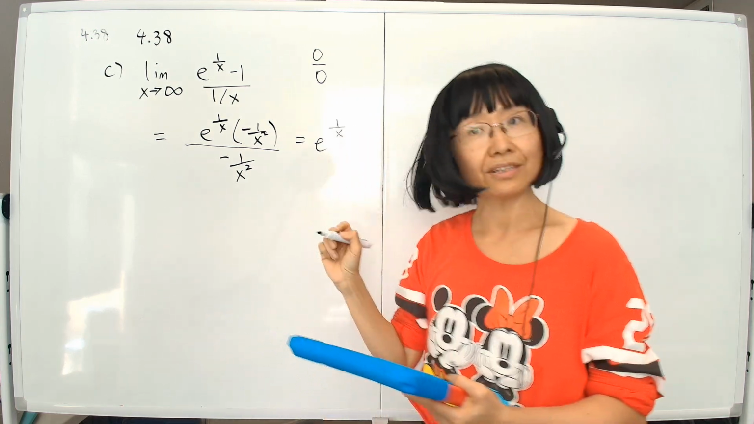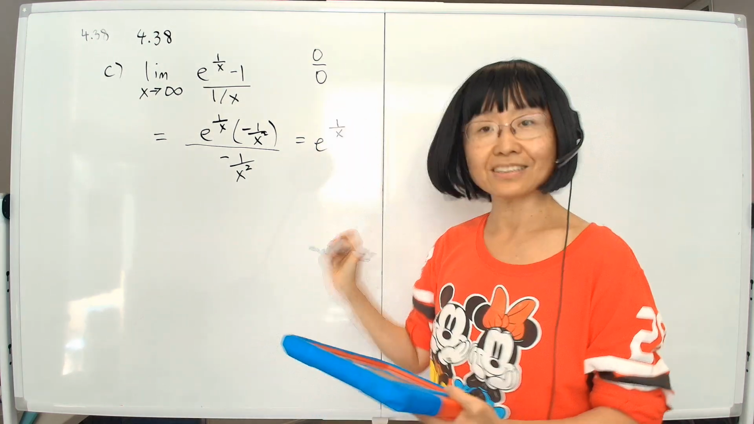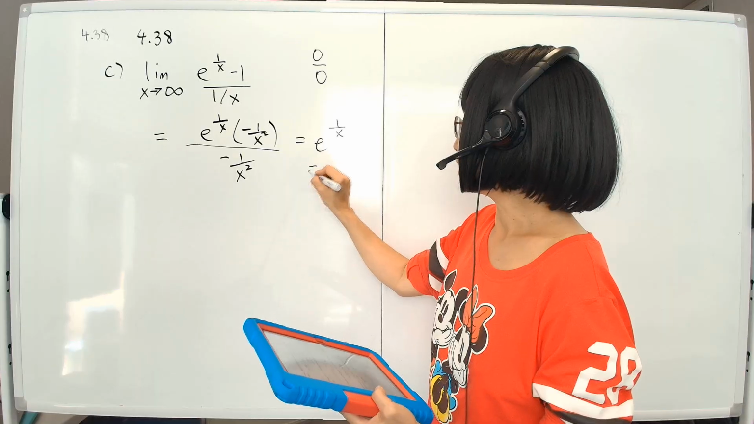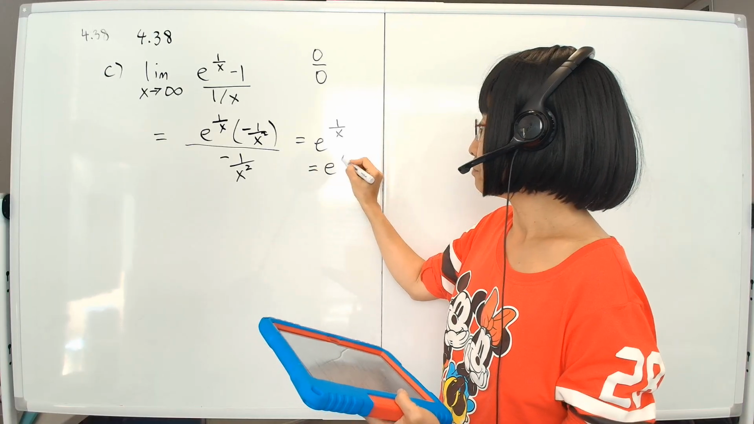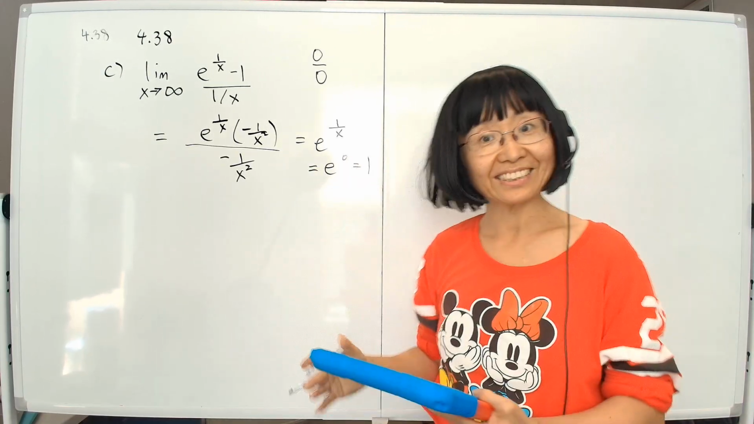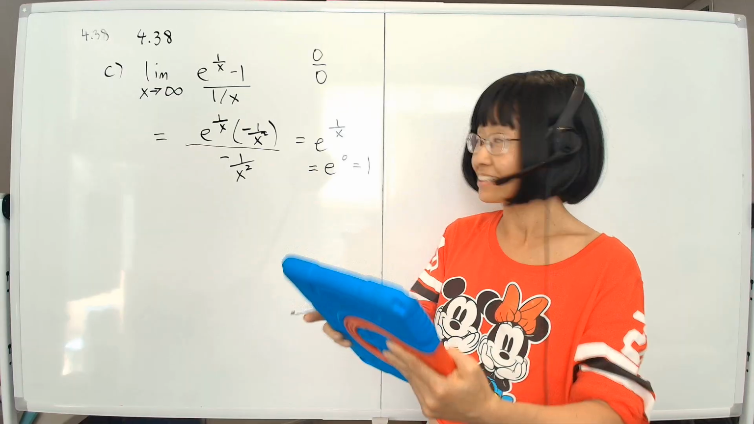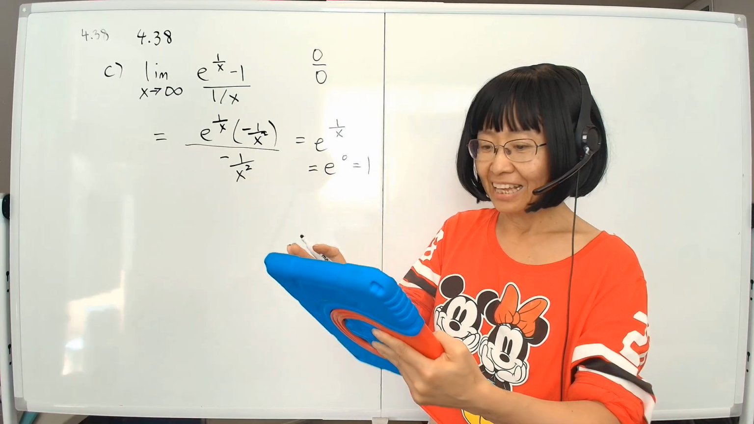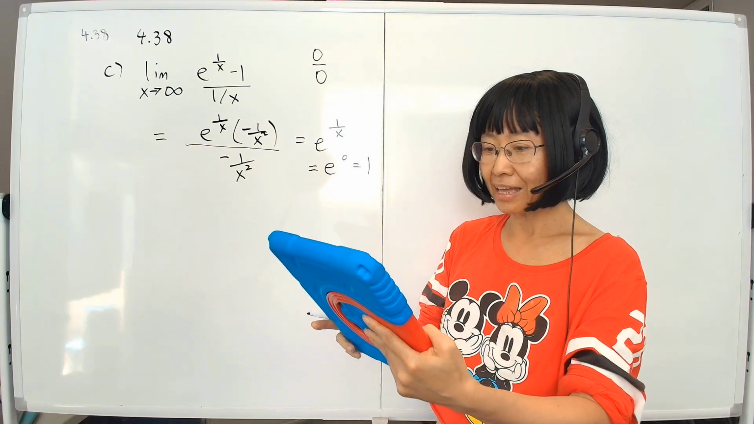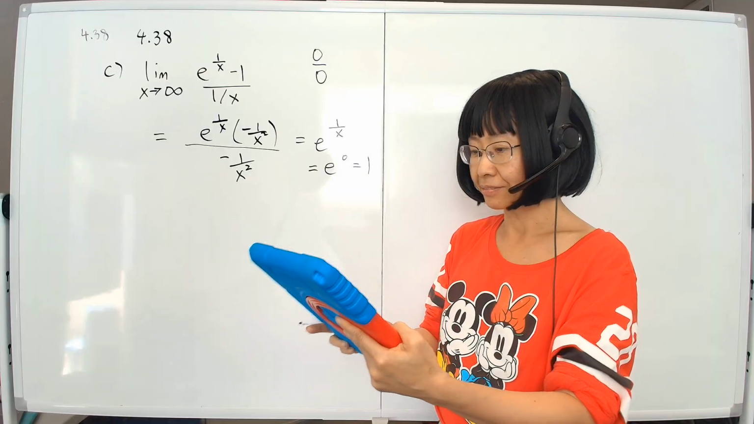As x goes to infinity, 1 over x goes to 0. So we get e to the power 0, which is 1. And that's the answer. See, a neat little answer and a quick little problem. And next, let's look at problem number D.